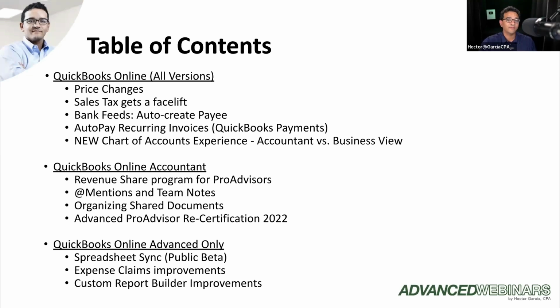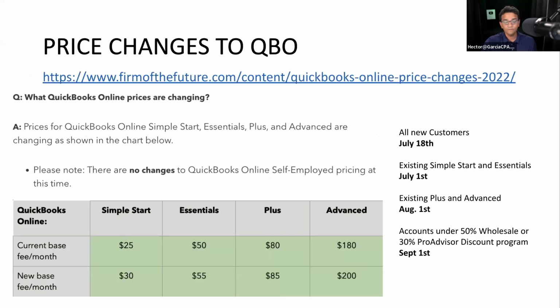We're going to start talking about the price changes in QuickBooks Online. Intuit announced a couple of months ago that there's going to be a price change to QuickBooks Online across the board. It's essentially $5 added to the Simple Start, Essentials, and Plus SKUs, and $20 added to the Advanced SKU. Now, why did they add a lot more to the Advanced SKU?